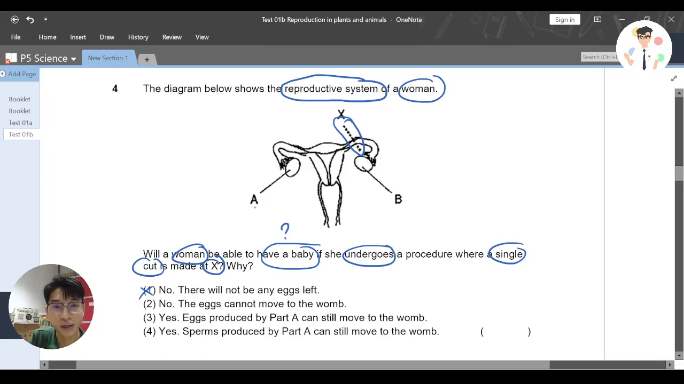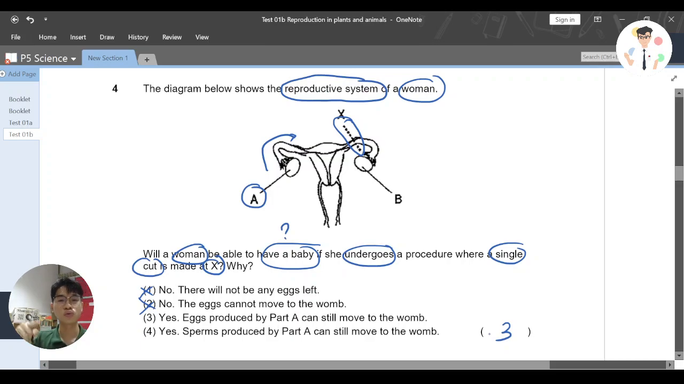But we still have what? We still have another side. A still can release an egg and travel that side. Okay, so number 2, no, the eggs cannot move to the womb. Again, we have A, the egg still can move. Number 3, yes, the egg produced by part A still can move to the womb. Yes, this is exactly what we want. So 3 actually is right. So we can write 3 already.